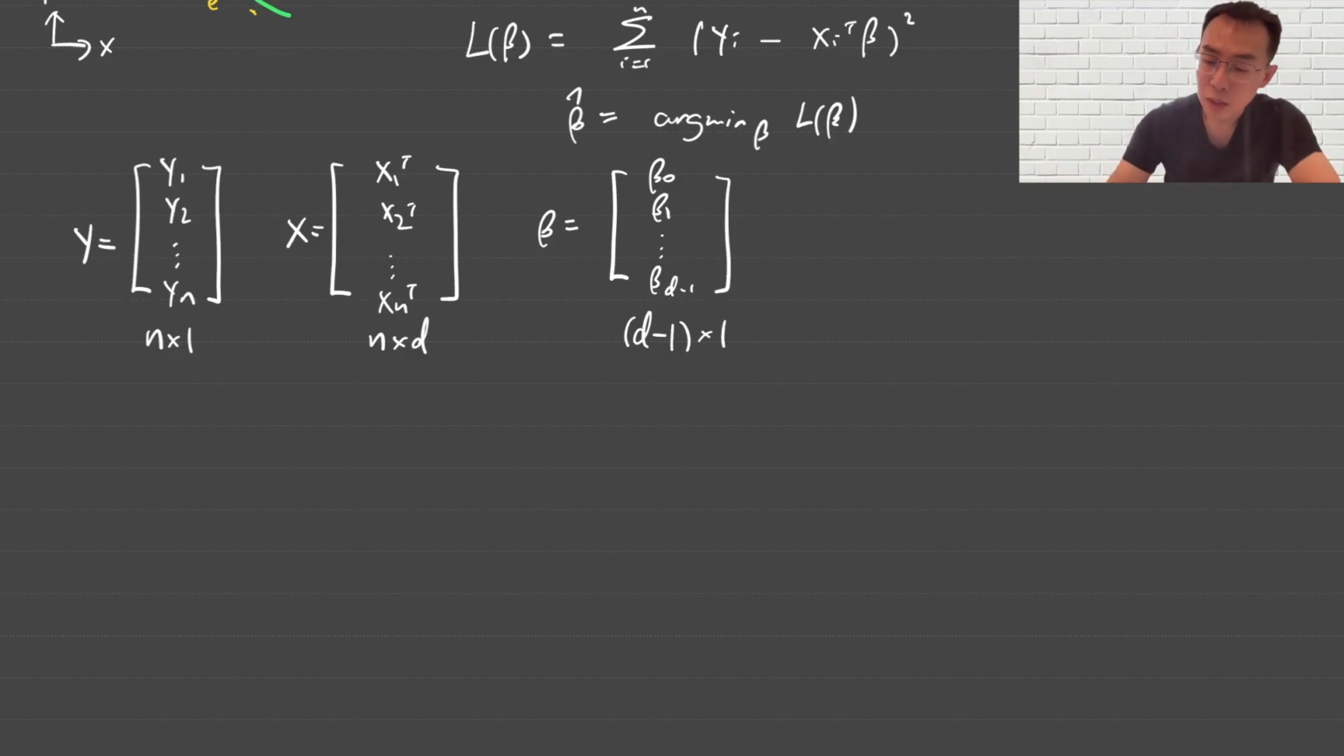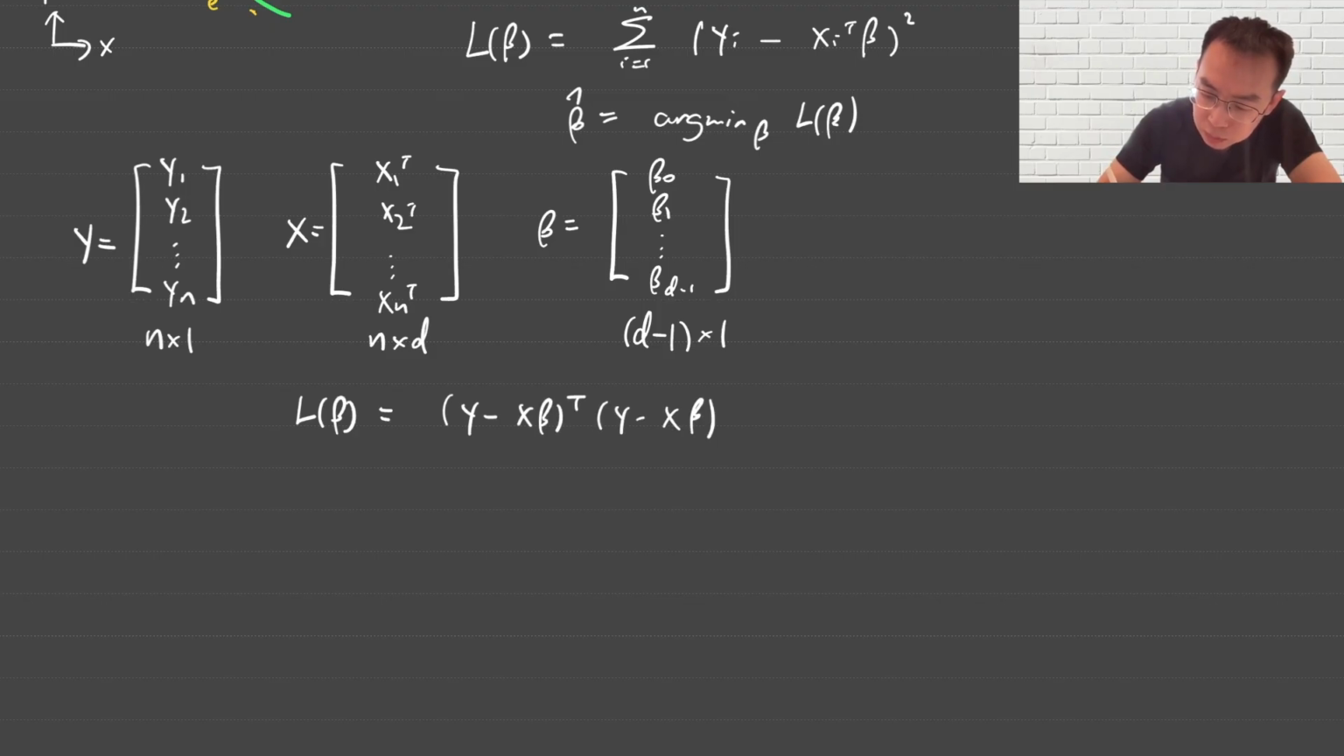So using this, we can actually rewrite L of beta as y minus x beta transpose y minus x beta. So that's the objective we want to minimize. To solve this is very straightforward. We just take the derivative equals to 0. So dL of beta d beta equals 0. We want to solve this equation.